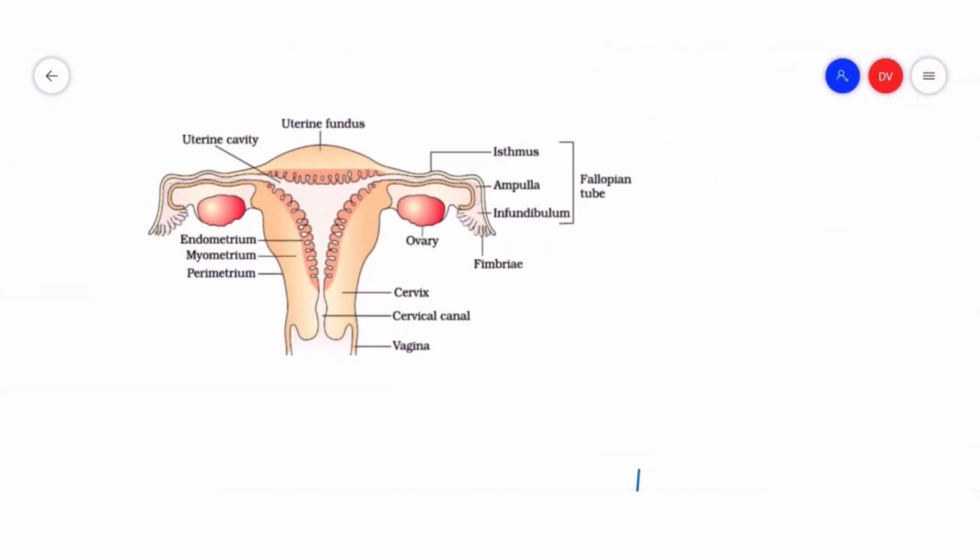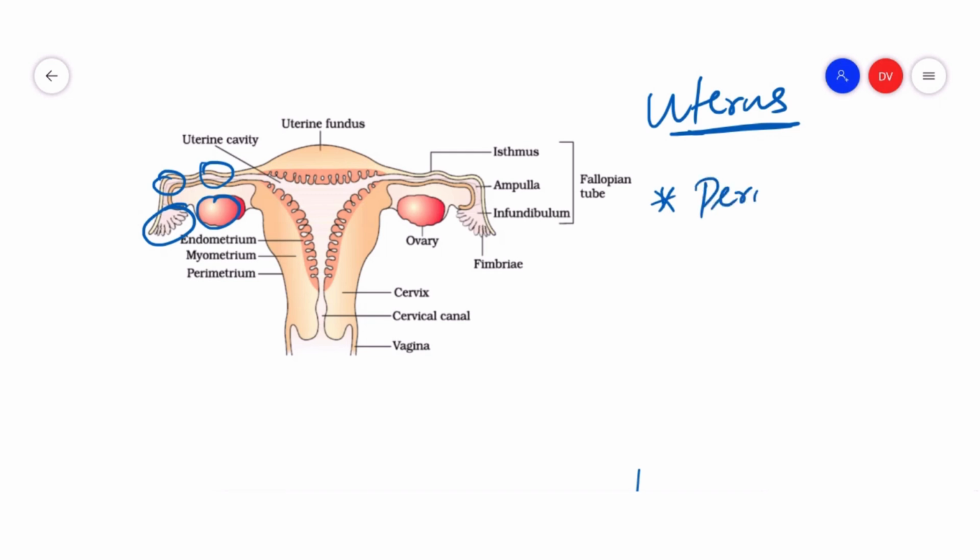Look at the uterus. Yes, so guys, now see, we have completed the ovaries, the infundibulum, the ampulla, the isthmus. Now the uterus, where the baby grows if fertilization happens. Guys, the uterus actually has three different layers. What are the three layers? The outer perimetrium, the middle myometrium, myo meaning middle, and the innermost endometrium.